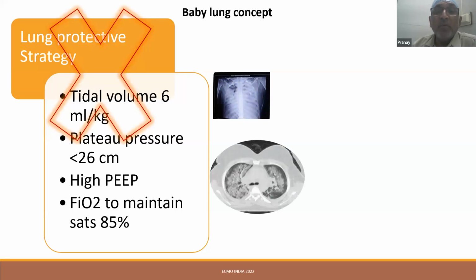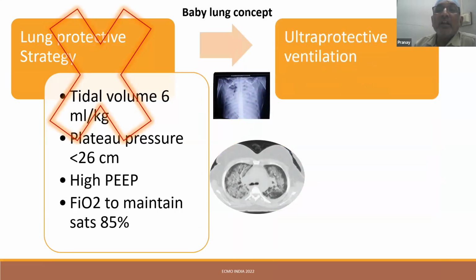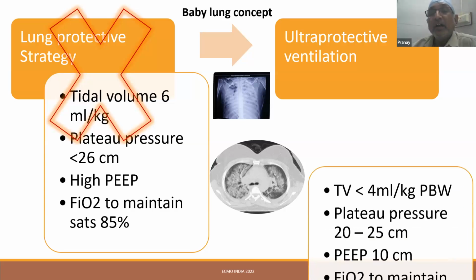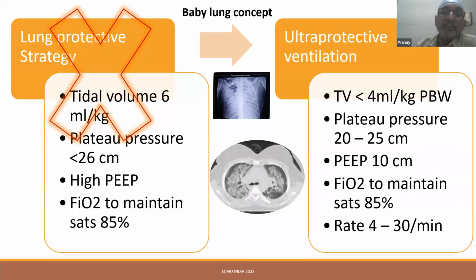We thought of the concept of baby lung. And then we said that ultra protective ventilation is best, probably better than the lung protective strategy. We came down from a tidal volume of 6 ml to 4 ml, plateau pressures 20 to 25, PEEP of 10, FiO2 to maintain the saturation around 85%, and respiratory rate anywhere between 4 to 30.